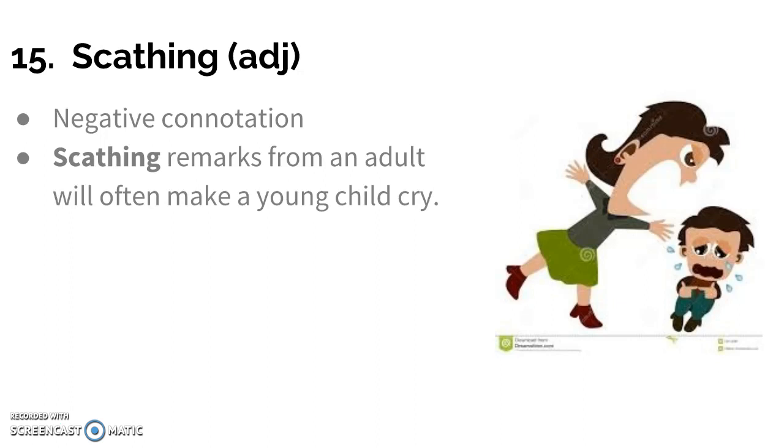Number 15 is scathing, which is an adjective. This is going to describe a remark or words that is bitterly severe. So really intense, really harsh words would be considered scathing words or scathing remarks. This has a negative connotation, and for our example, we have scathing remarks from an adult will often make a young child cry.